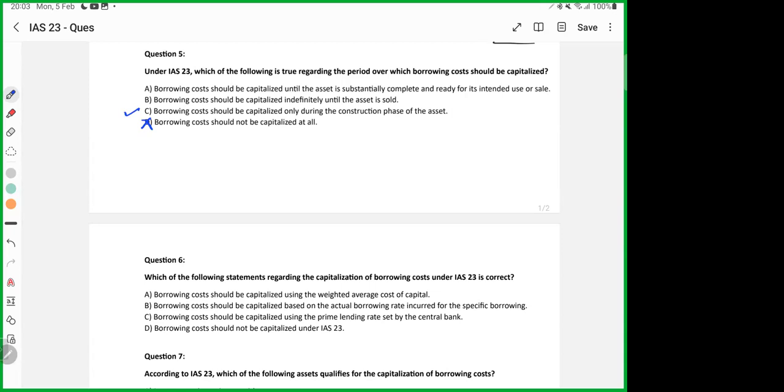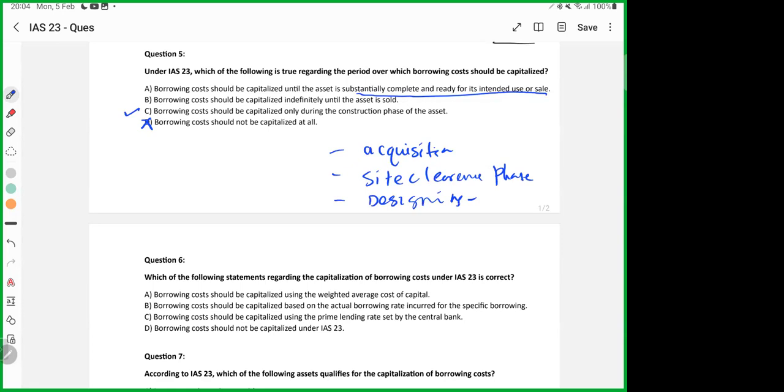What about the above two answers? Did you read that or didn't you? Yes, we read. Borrowing costs should be capitalized until the asset is substantially complete and ready for its intended use. What is the difference between A and C? Borrowing costs should be capitalized only during the construction phase. So we have different phases: acquisition phase, site clearance phase, designing phase. All that is there. So if you tell me only during the construction phase, is it correct?